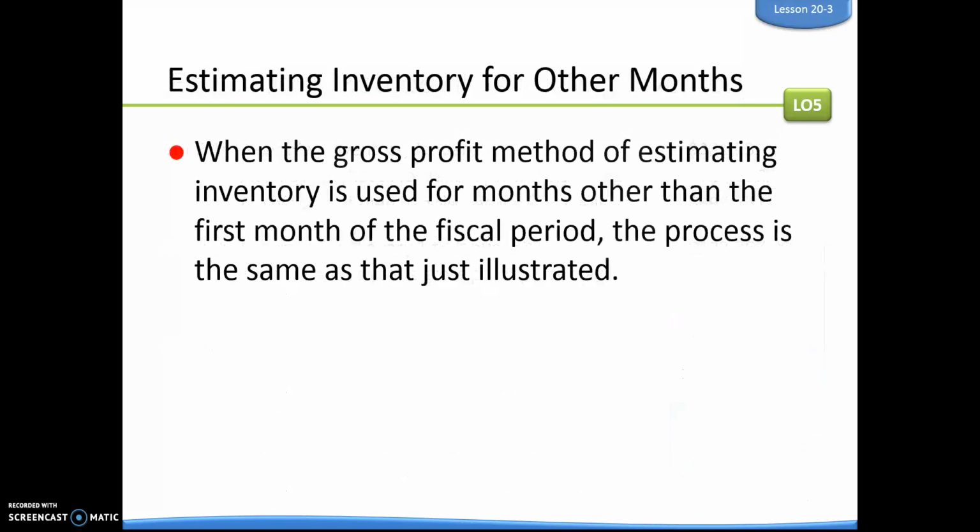Now, we just did it for an annual period. We can do this for other months as well. When the gross profit method of estimating inventory gets used for months other than the first month of the fiscal period, the process is exactly the same, except that you would need to adjust your numbers based on whatever month you're working in, which is something that is feasible. You just have to remember where your numbers are coming from.